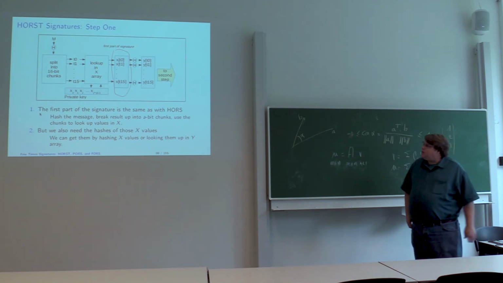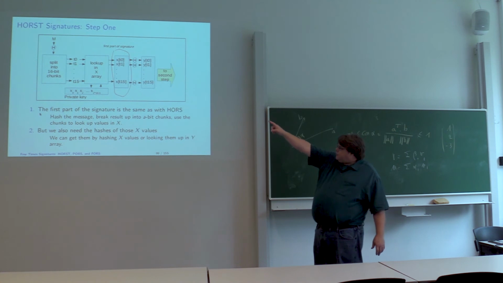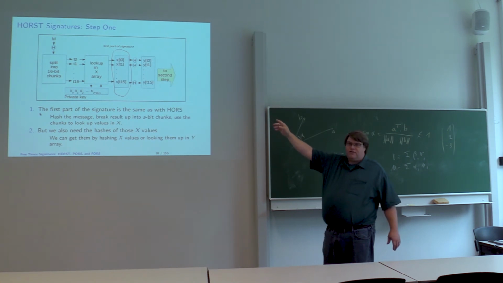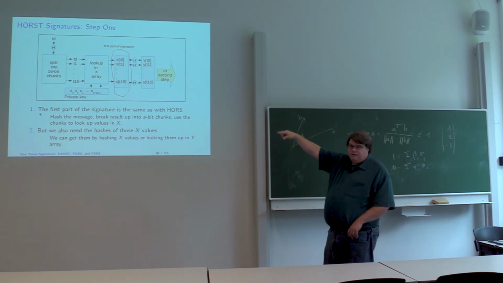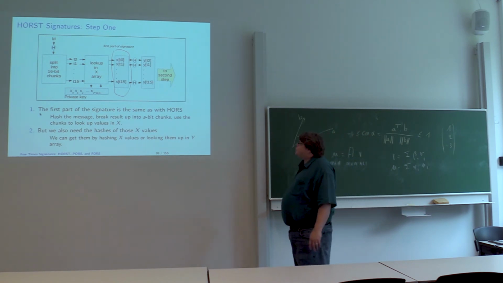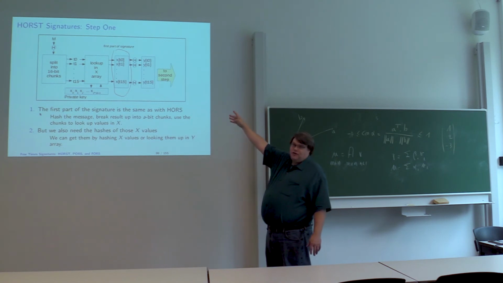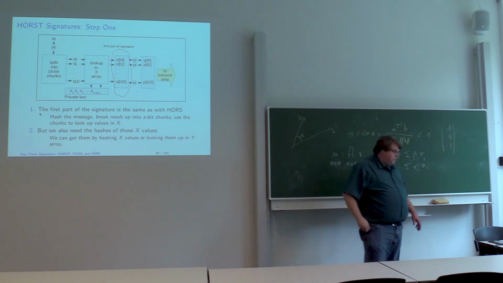So step 1 of the signature algorithm is we're going to do the same thing we did before. Hash it, break it into 16-bit chunks, use those as indices to look up in an array which values from the private key to insert in the signature. Okay, at this point, we've got the first part of the signature, and that's going to appear in the signature. And then we're going to hash each of these to get our Ys. Okay, so that's step 1.